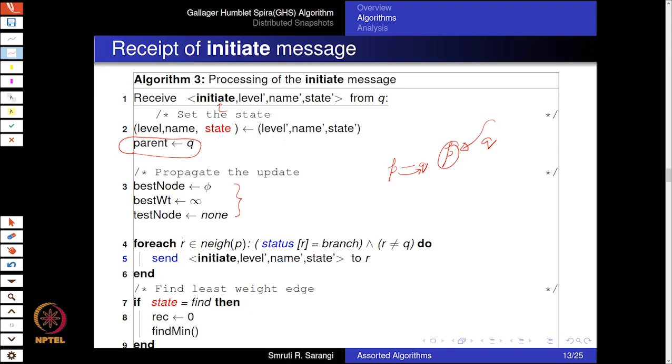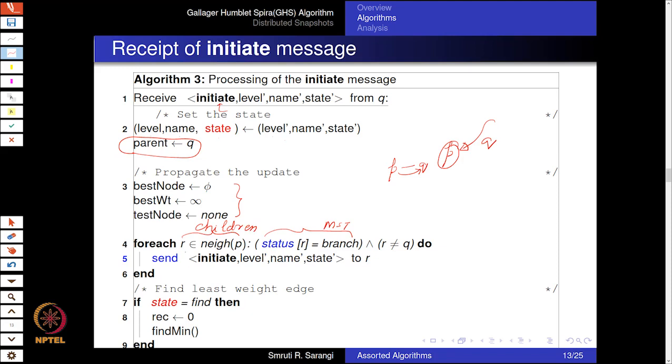So for each of my neighbors, for each R element of neighbor P, as long as the status is equal to branch. So essentially I propagate this along the small MST that I have created. Along the small little MST within my fragment, I forward this message, which means that the status has to be branch. This means that it is part of this MST fragment. And furthermore, R is not equal to Q, which means that I don't send a message back to my parent. I only send it to my children.